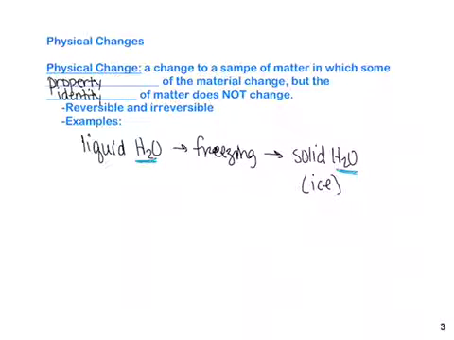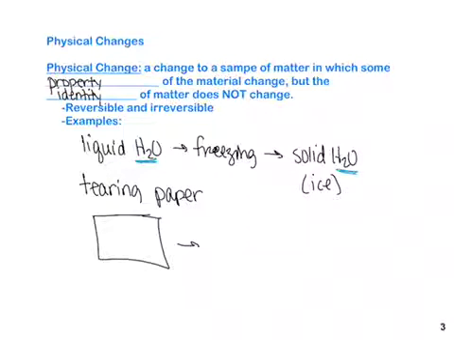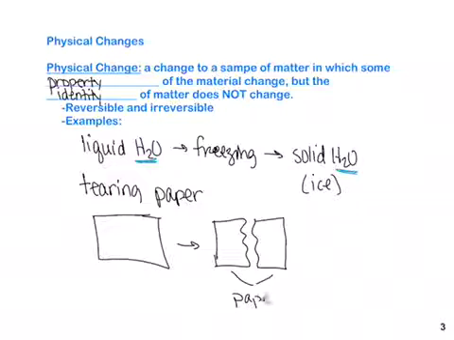Another example would be tearing paper. We now have two halves of paper. So you have your big piece of paper, then you tear it. Well, both halves are still paper. They're just smaller. So the identity has stayed the same. It just has changed shape.